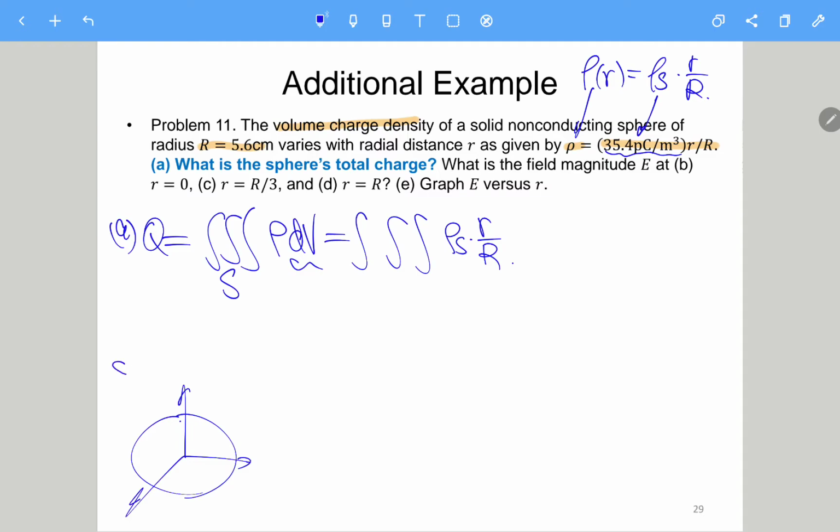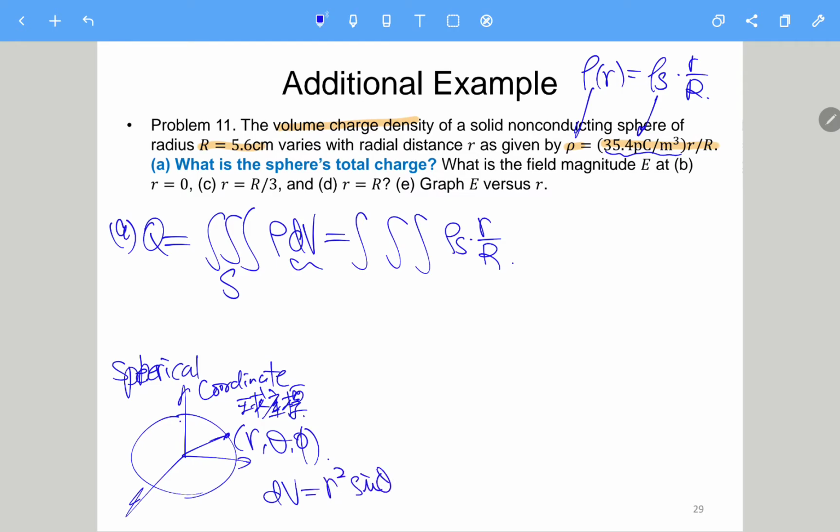So we can use the spherical coordinates. For spherical coordinates, we have r, theta, and phi. So dV should be r squared sine theta dr d theta d phi. Should be something like this. Actually, you learned this in calculus class. So r squared sine theta dr d theta d phi.